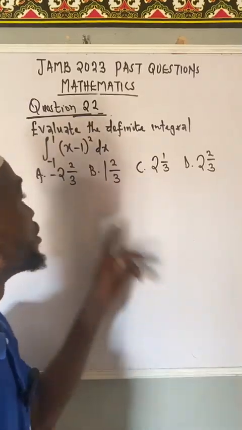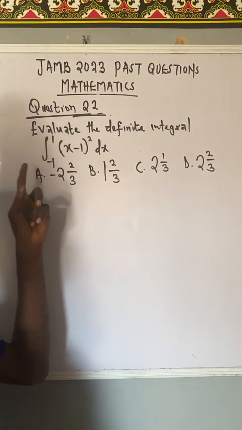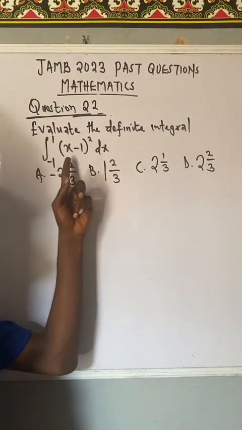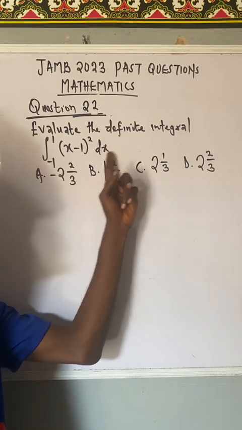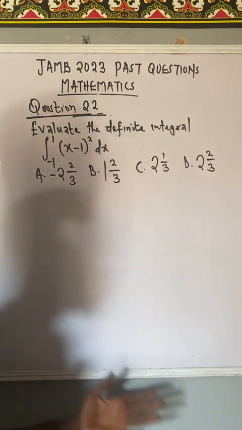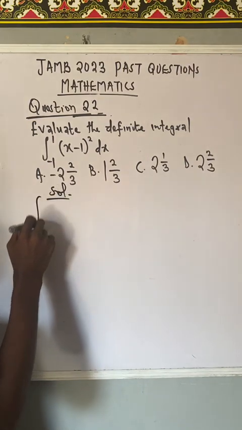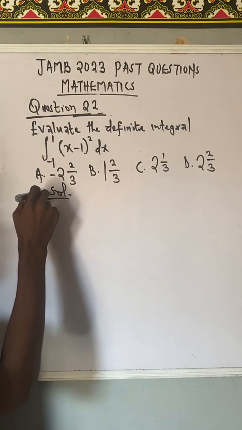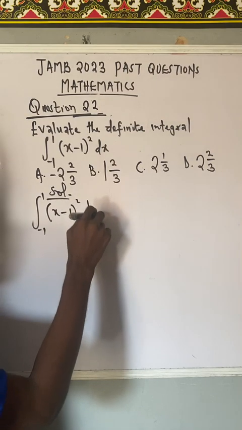Question 22, JAMB Mathematics. Evaluate the definite integral from -1 to 1 of the function (x minus 1) all to the power of 2 with respect to x. Good. Let's see how we can handle this. Integral from -1 up to 1 of (x minus 1) squared with respect to x.